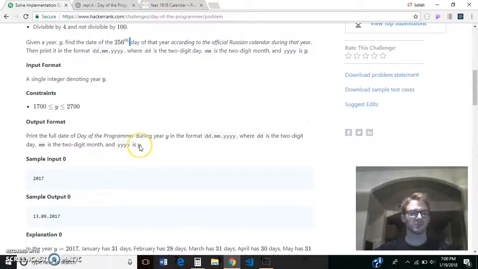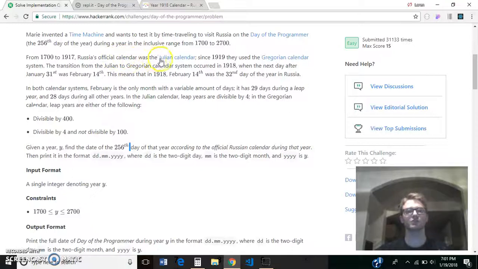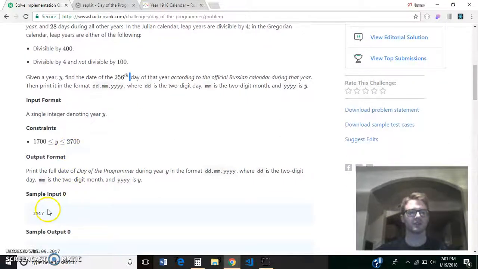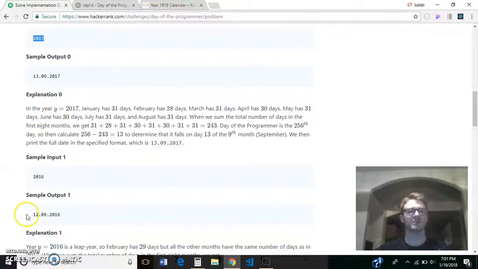And so it's going to depend a little bit on the year that comes in, because before 1918, we were using the Julian calendar. After 1918, we're using the Gregorian calendar. And also leap year can throw a wrench in there. So some samples are in 2017, the 256th day of the year is the 13th of September. And on a leap year, it's going to be the 12th of September. And in the year 1918, it's going to be the 26th of September. So that's the nice part about this, is there's really only 3 possible outcomes of what we can output.